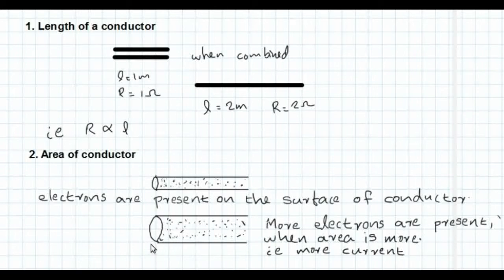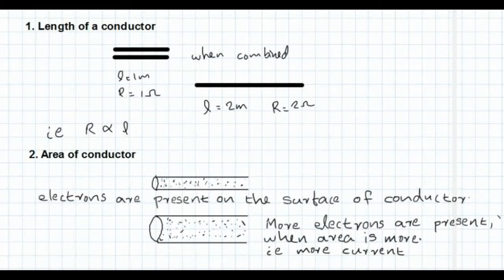More area means what? There are more free electrons present. So there will be more current, and more current means what? More current means less resistance. That means when we increase the area of a conductor, the resistance decreases.